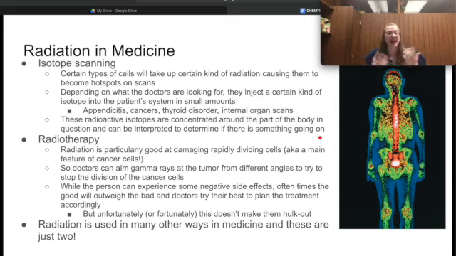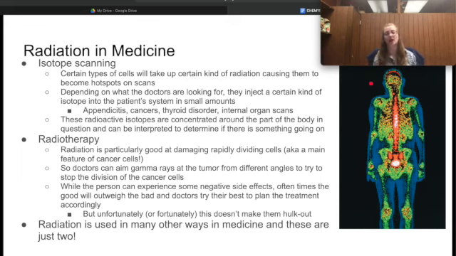We might do something called isotope scanning. Certain types of cells will take up different kinds of isotopes, causing them to become hotspots on scans. You can see a scan of a person here. You can see all of the different places those particles have been taken up. Depending upon what the doctors are looking for, they inject a certain kind of isotope into the patient's system in small amounts. This can be used to diagnose things like appendicitis, cancers, thyroid disorders. It can be used to do scans of internal organs.